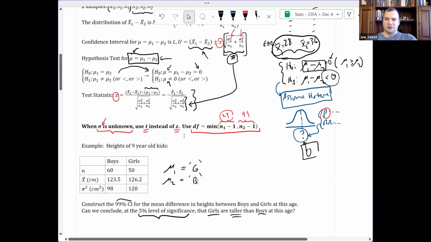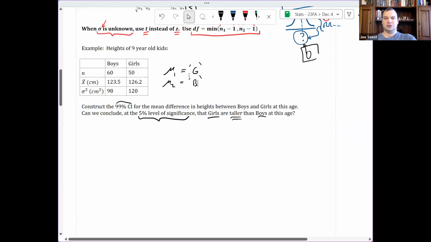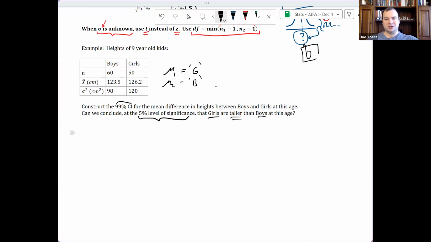And I set this up so that when I do mu1 minus mu2, girls minus boys, if I think the girls are taller than boys, then that's going to be a positive number. So I just set this up to kind of avoid negatives. If you set it up the other way, it's not a big deal. It's just you'll have some negative numbers floating around. But when I can, I try to avoid negatives. It's sometimes just easy to miss a sign or make a mistake. It's easier to make a mistake if you have more negatives floating around.